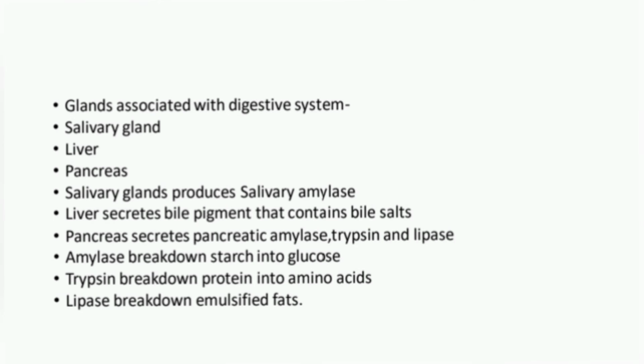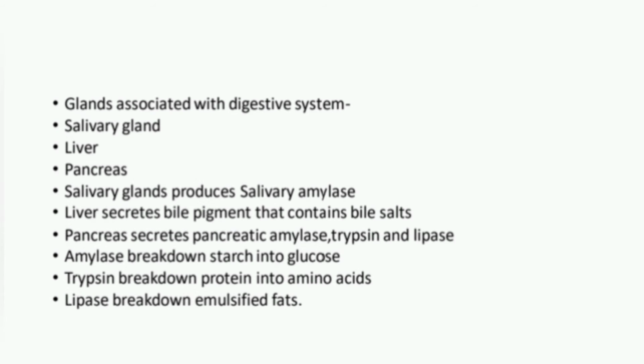Glands associated with the digestive system are the salivary gland, liver and the pancreas. The salivary gland produces salivary amylase, which helps in the digestion of starch or carbohydrate into glucose. The liver secretes bile, which is yellowish in color and contains the bile salts. The pancreas secretes pancreatic amylase, trypsin and lipase.